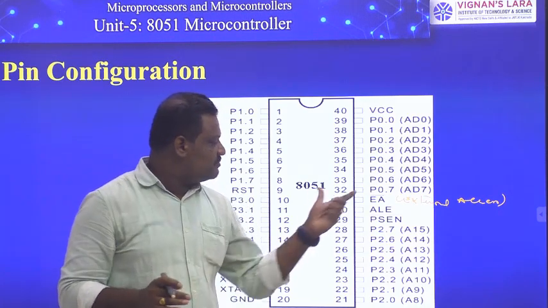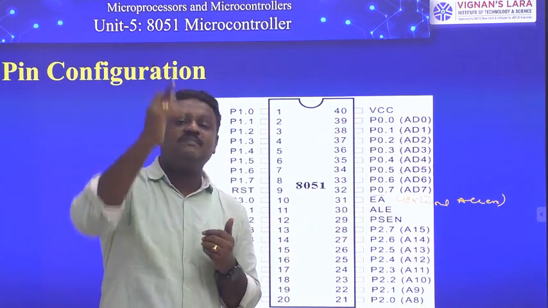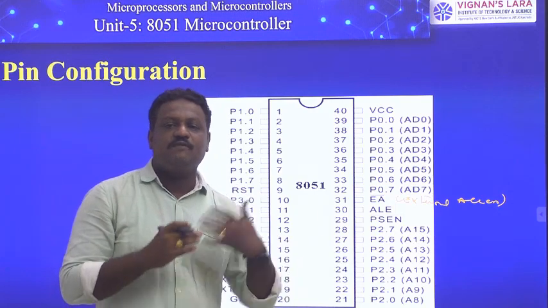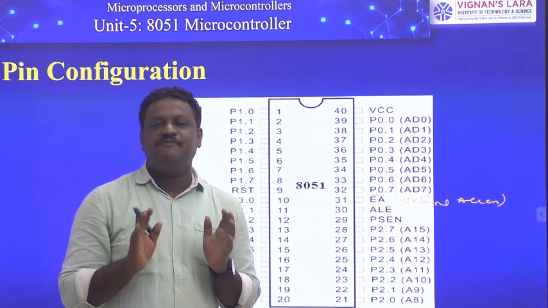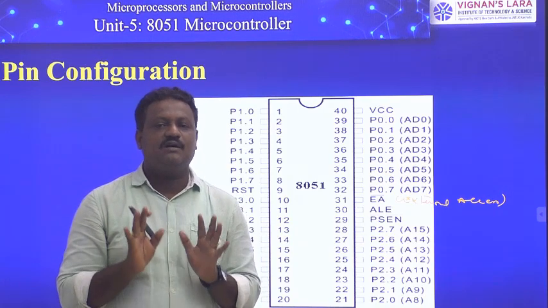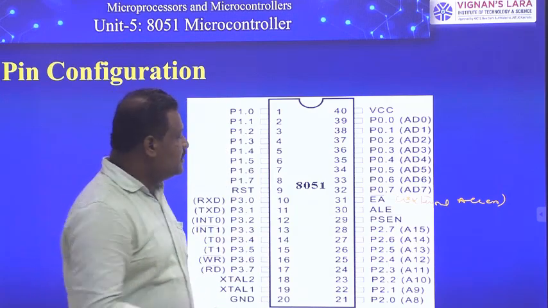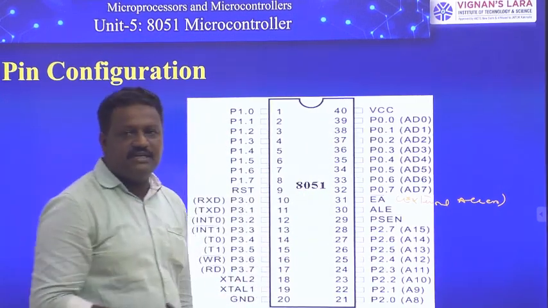So my final conclusion about this signal is, if this signal is active, our controller is going to communicate with external data memory or with external program memory. Don't confuse it, friends: data memory is nothing but random access memory, and program memory is nothing but read-only memory.